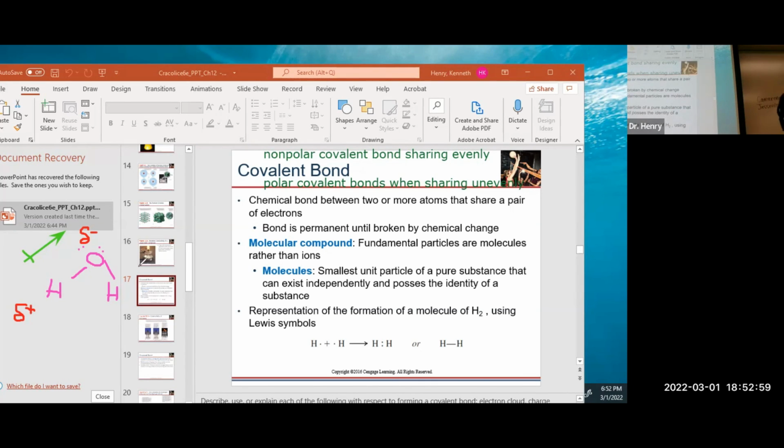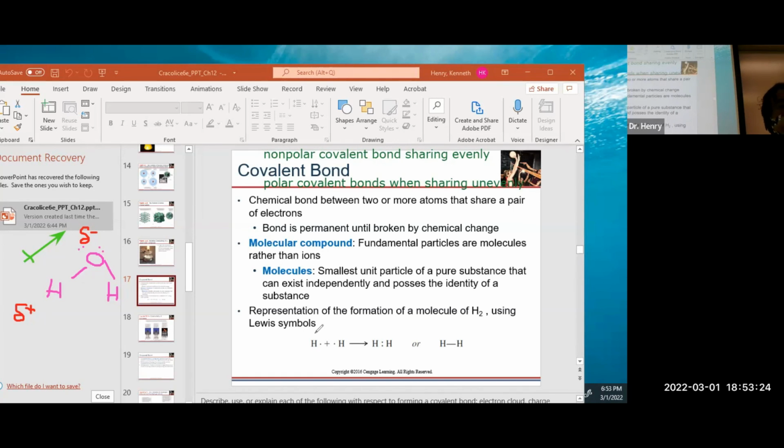Okay. So when we talk about molecular compounds, we're really making reference to compounds that are sharing electrons. So we're talking about covalent bonds. Okay. So here we have the Lewis structure or the Lewis symbol for hydrogen. Hydrogen has 1 valence electron.